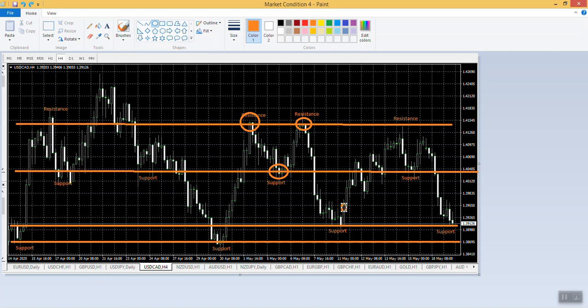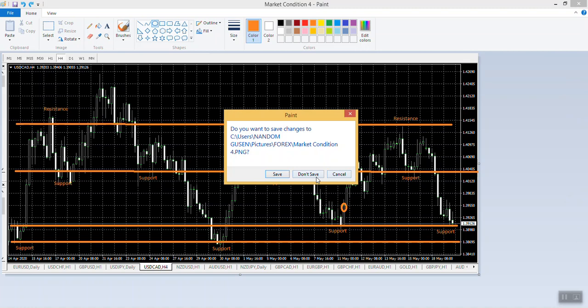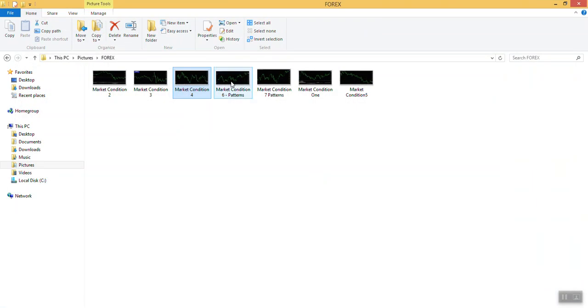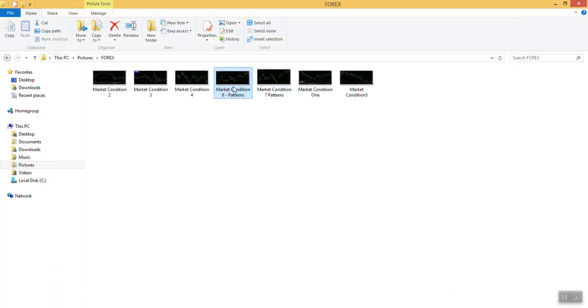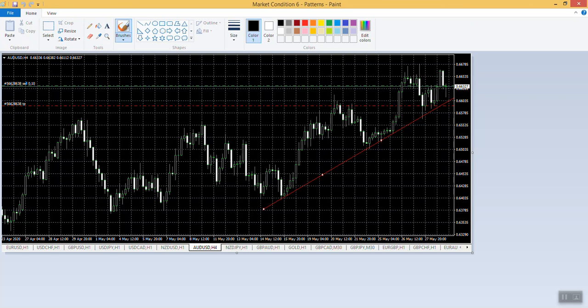I can buy because it has started rising, which is an assurance that it has really reversed. So let's look at another market condition so we can understand resistance and support very well. This is the market condition. Let's analyze it very well.